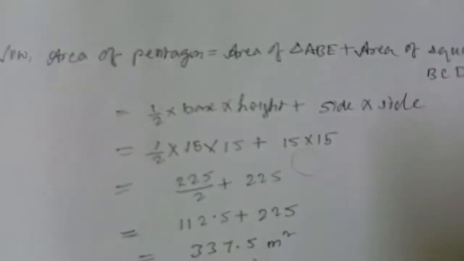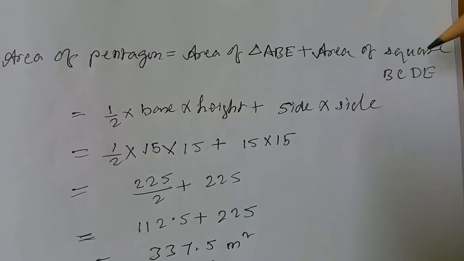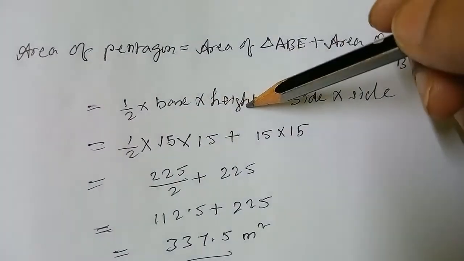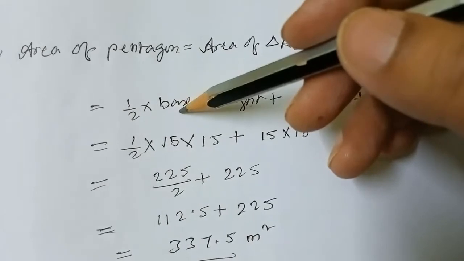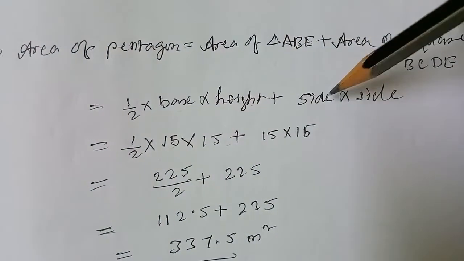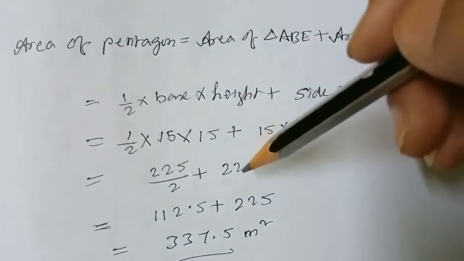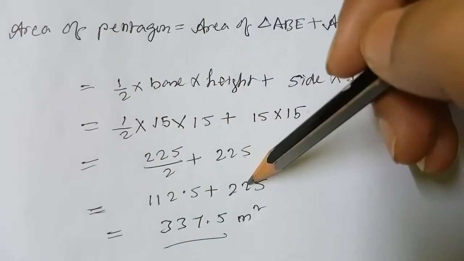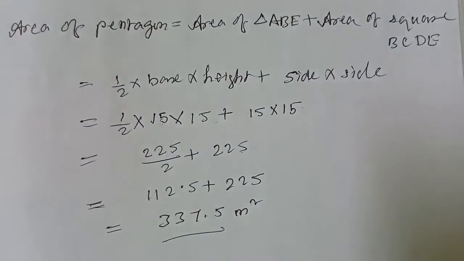So in the next page it is given. Area of pentagon equal to area of triangle ABE plus area of square BCDE. Area of a triangle is half into base into height and area of a square is side into side. So half into base is 15, height is 15, and side is 15. So 15 into 15, it is 225 by 2, which after dividing comes to 112.5, and the square is 225. So the answer is 337.5. So Kavita's answer is also the same.